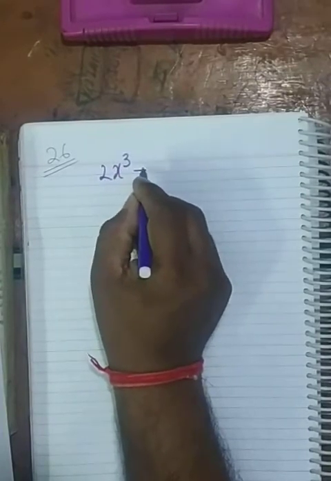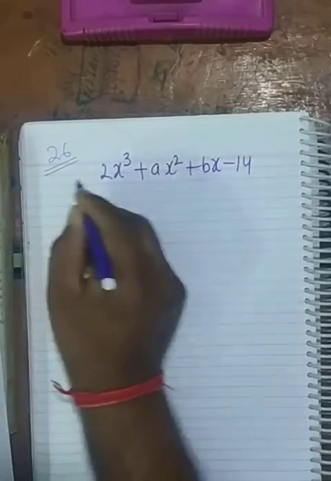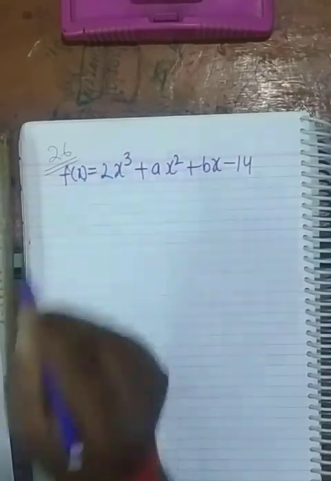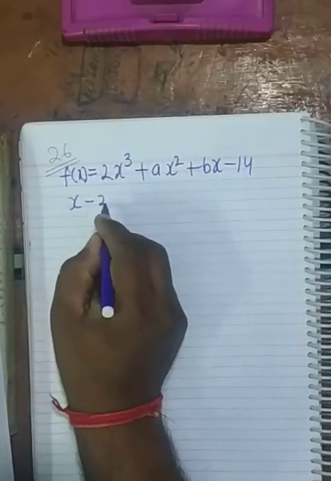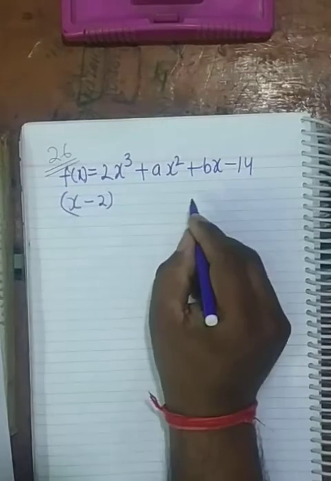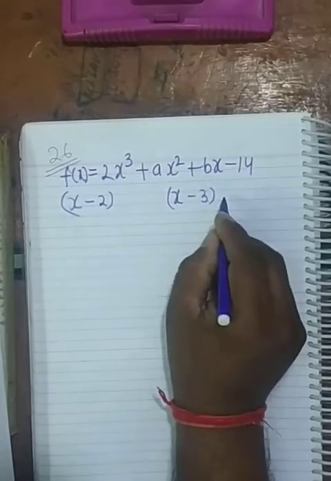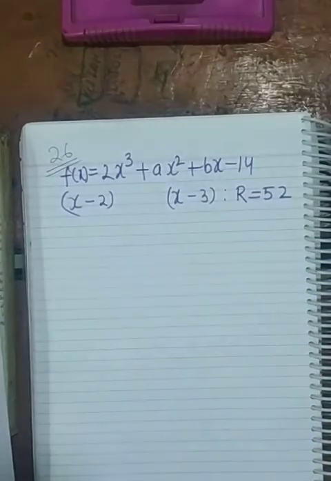You can see question number 26. If x minus 2 is a factor of the expression 2x cube plus ax square plus bx minus 14, take this as f(x). In the question it is given that x minus 2 is its factor. And when the expression is divided by x minus 3, it leaves a remainder of 52. You have to find the values of a and b.